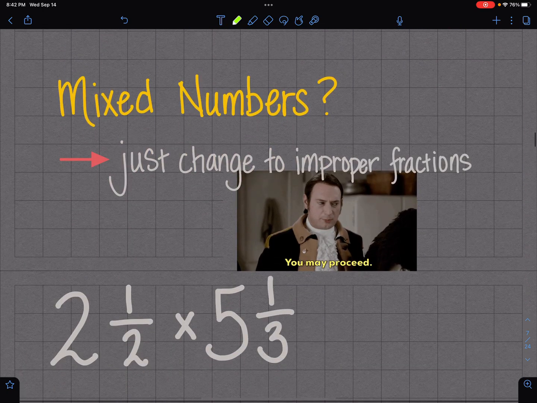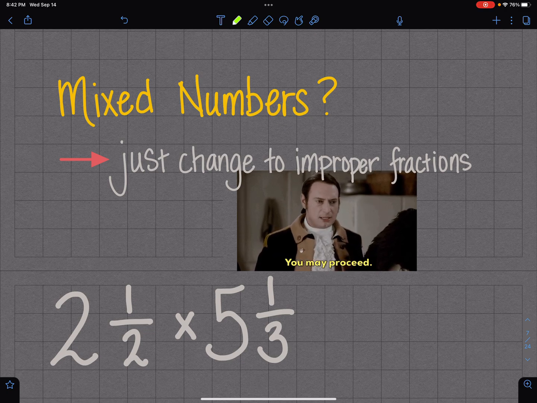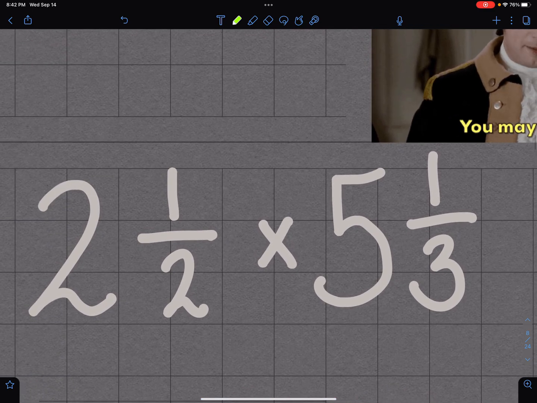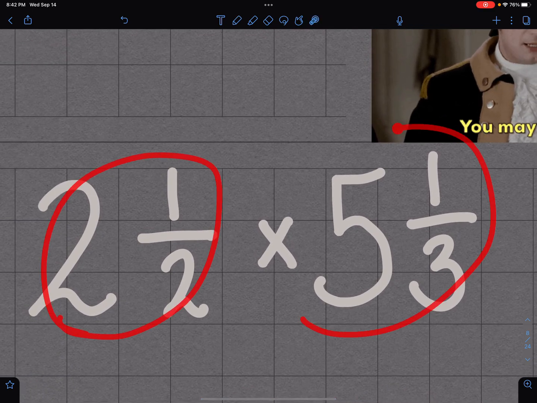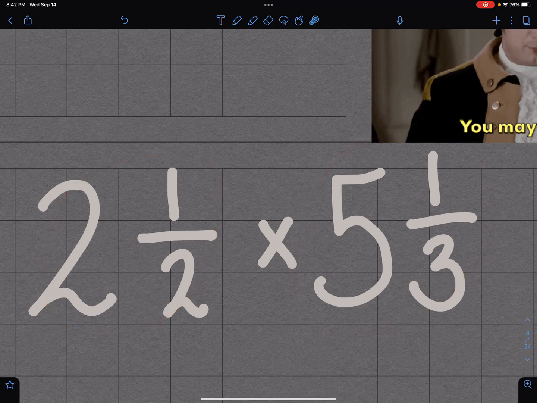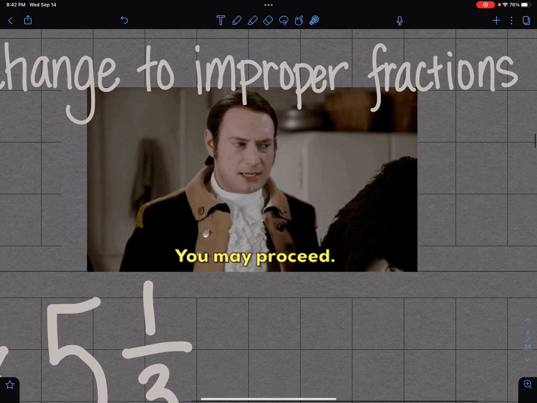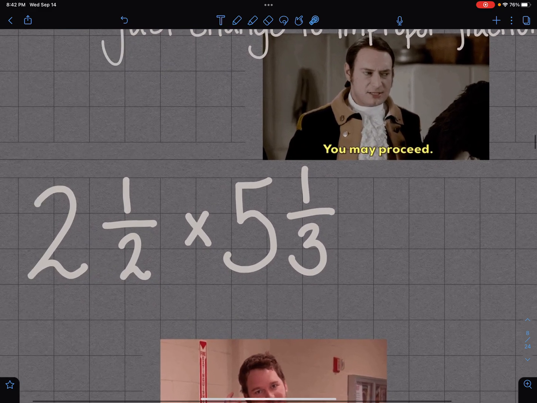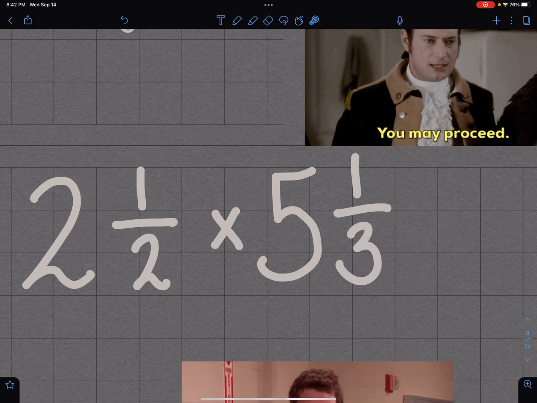I know, so fun. Okay, what about mixed numbers? You can change mixed numbers to improper fractions, and then you multiply or divide. So if they give you a problem like this, it is hard to multiply the way it's written. So what we would do is turn these into improper fractions first, and then we proceed. Okay, so let me do this example for you. So if we have 2 1/2 times 5 1/3.